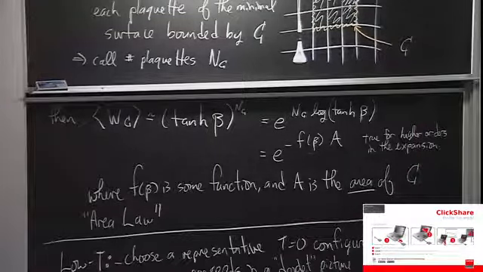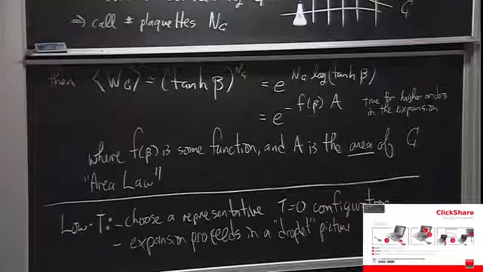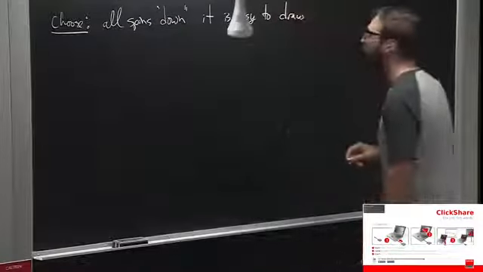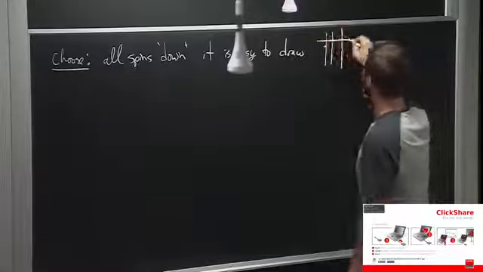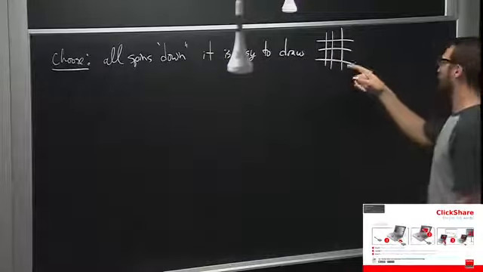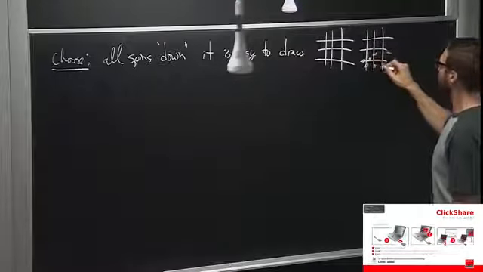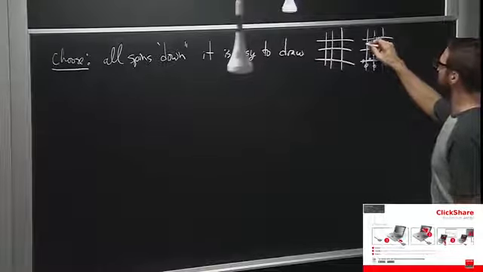Okay, so choose one member of that manifold. Doesn't matter which one, but if you choose all spins up, or all spins down, whatever. All spins down, it's easy to draw. So on some hypercube, that would be all spins down. Dots everywhere, that's all spins up.